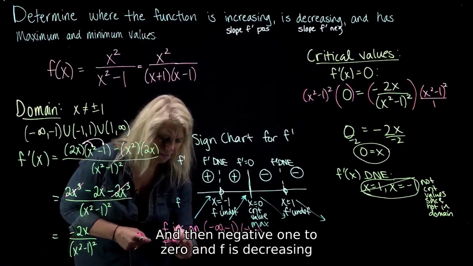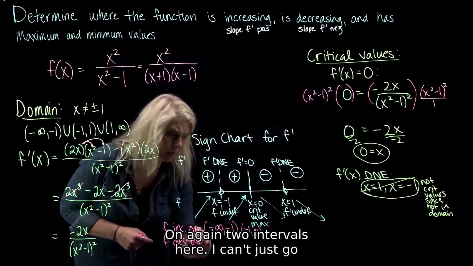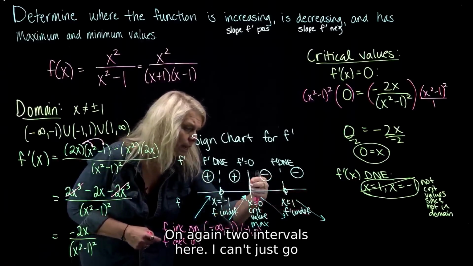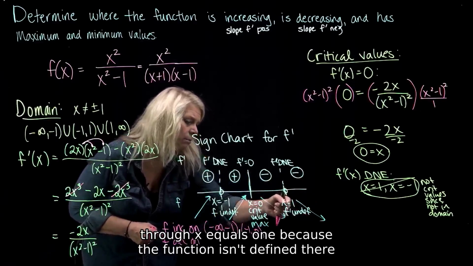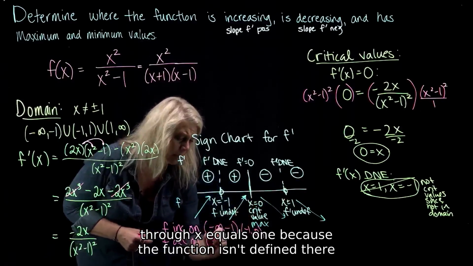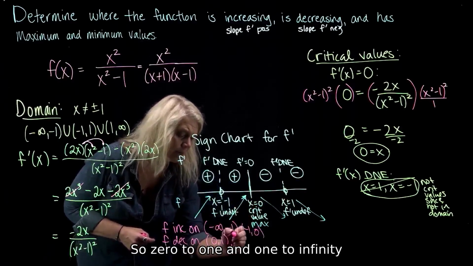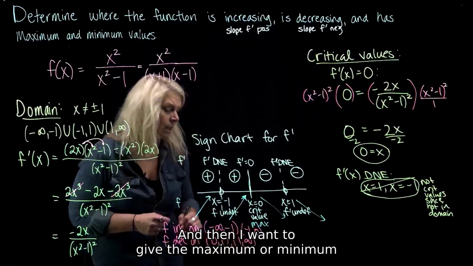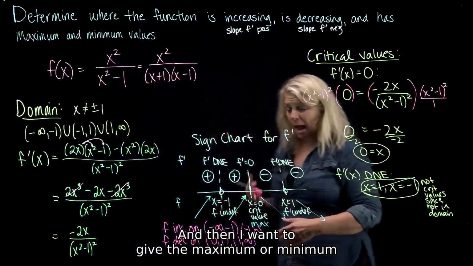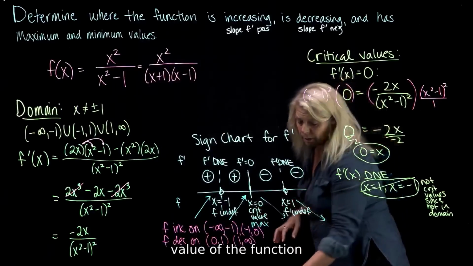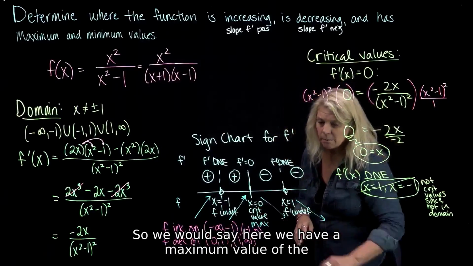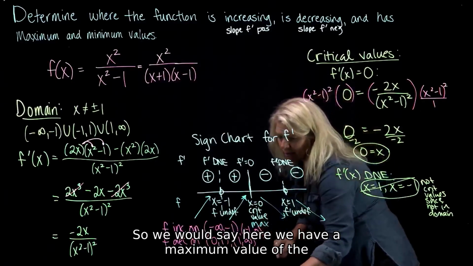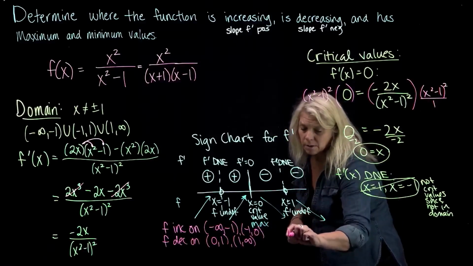And f is decreasing on, again, two intervals here. I can't just go through x equals 1 because the function isn't defined there. So 0 to 1 and 1 to infinity. And then I want to give the maximum or minimum value of the function. So we would say here we have a maximum value of the function at x equals 0.